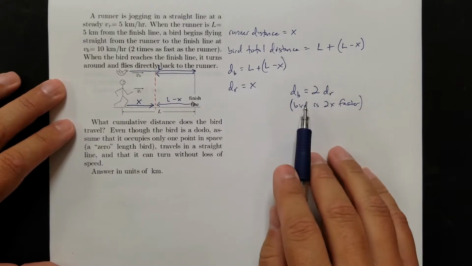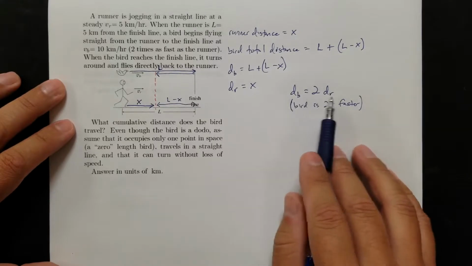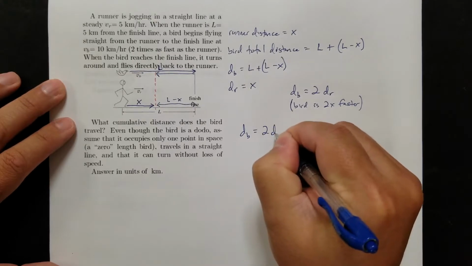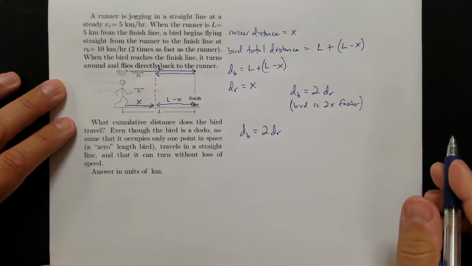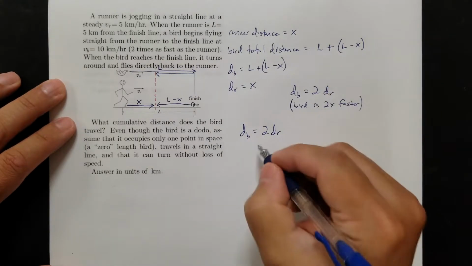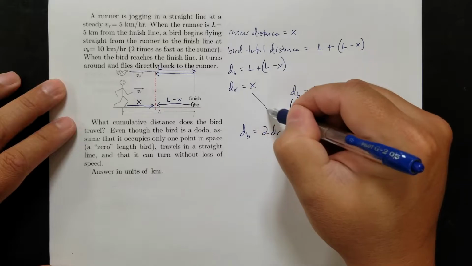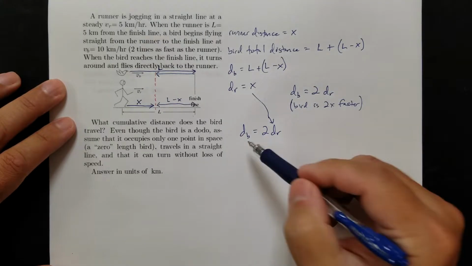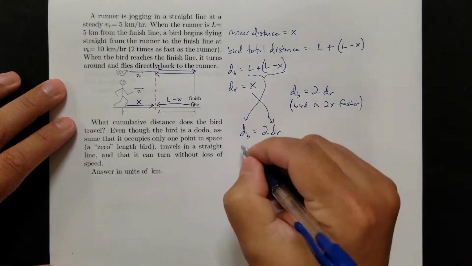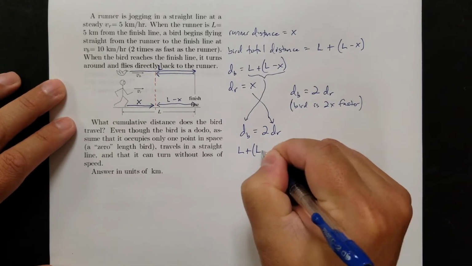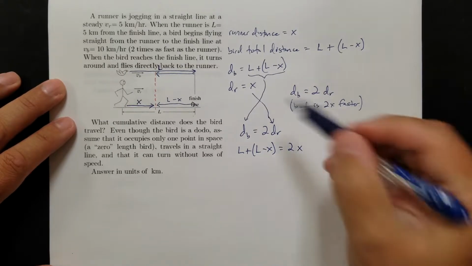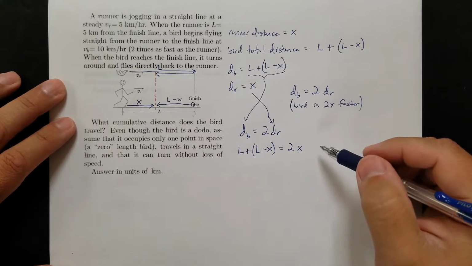Okay, so now if I take this and I substitute in, right, I can say distance of the bird equals 2 times distance of the runner. Okay, I'm going to sub in the stuff I know. Right, so the distance of the runner is x. So I'm going to plug x in for distance of the runner. And I know distance of the bird is this whole mess right here. I'm going to plug that in for distance of the bird. So I'm going to have L plus L minus x equals 2x, because x got plugged in here, right?